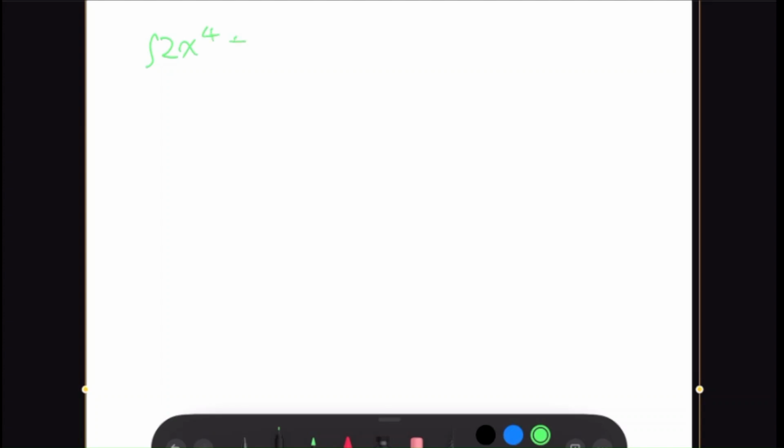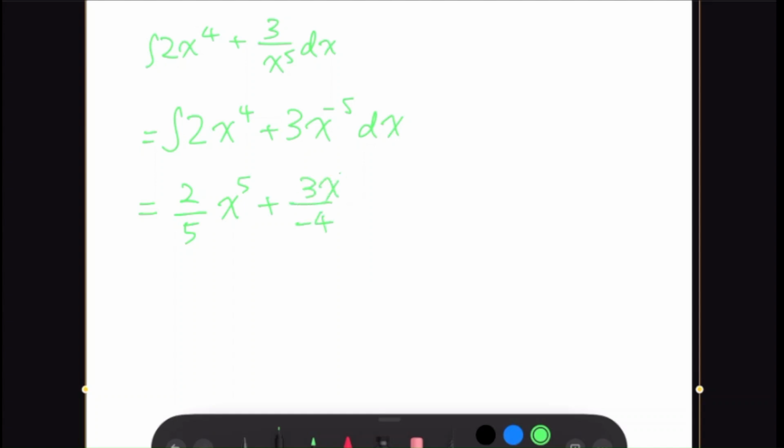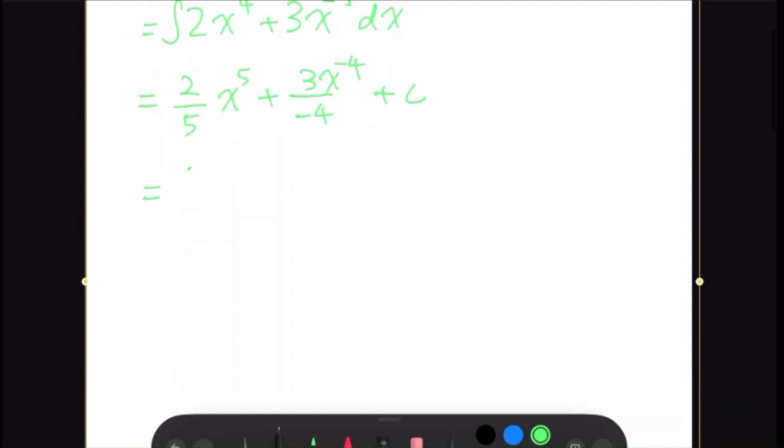So dx, which we can notice is we can make things easier by having things as indices, and then obviously we'll just end up with 2 over 5 x to the 5 plus 3 over negative 4 x to the negative 4 plus c, which we can then turn, as some people said, into minus 3 on 4x to the 4 plus c.